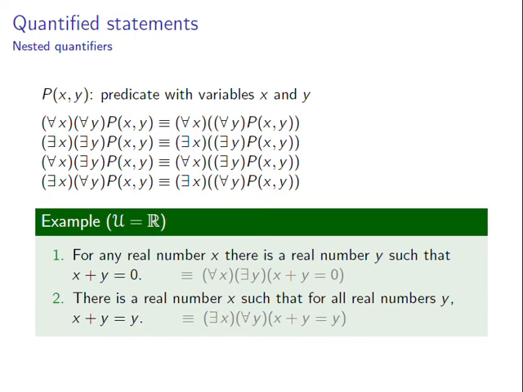We will show later that in general, the order in which the quantifiers are written is not interchangeable. In particular, the sentences, for every x there is a y such that p of x, y, and there is an x such that for all y, p of x, y, are not logically equivalent.